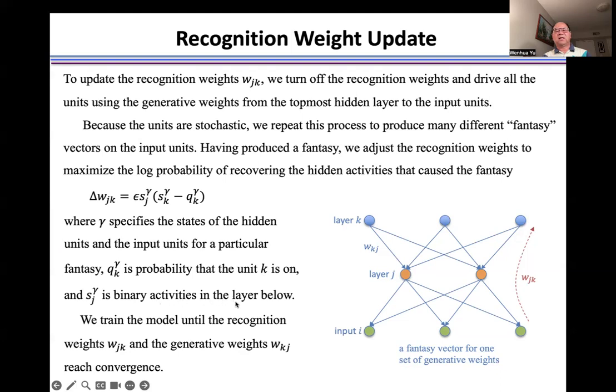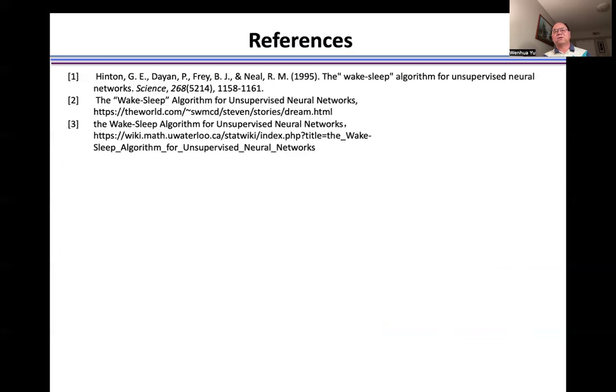We train the model until the recognition weights w_JK and the generative weights w_KJ reach convergence. For more details, please check these references.